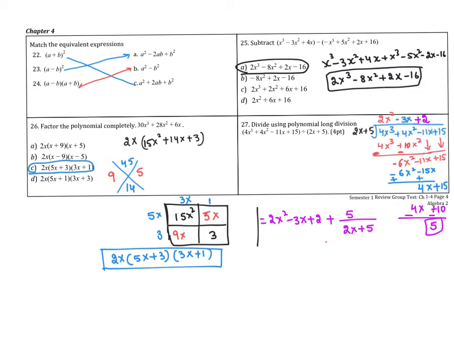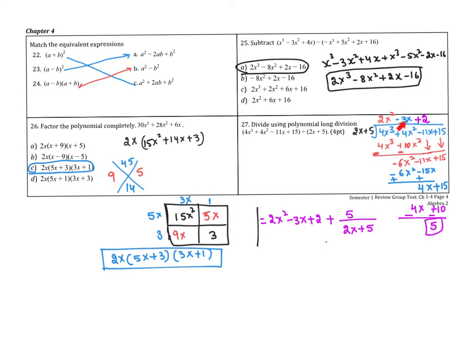When you're going to divide this polynomial by the divisor 2x + 5, you're going to multiply it by 2x squared so that you can get 4x cubed. So 2x squared times 2x is 4x cubed, 2x squared times 5 is 10x squared. Change the sign, this cancels. 4 minus 10 is negative 6x squared, negative 11x plus 15.